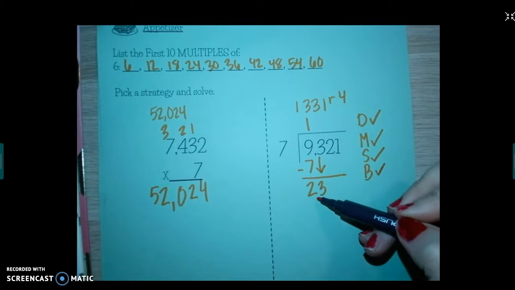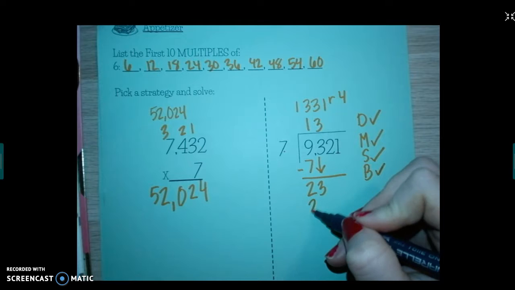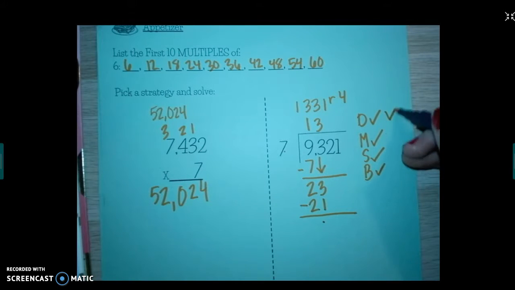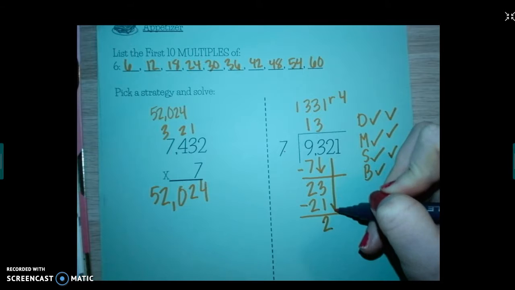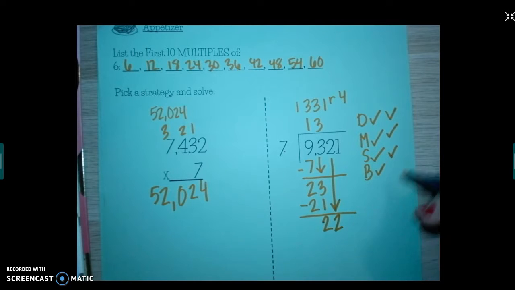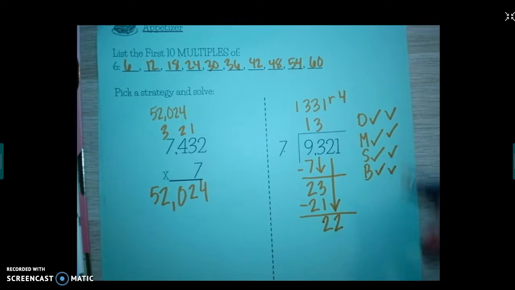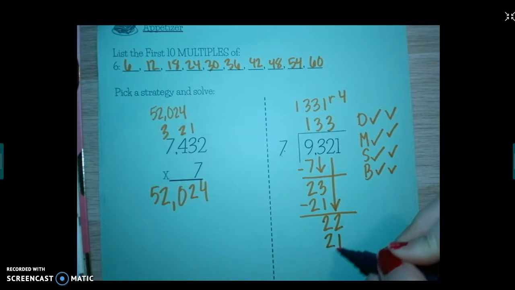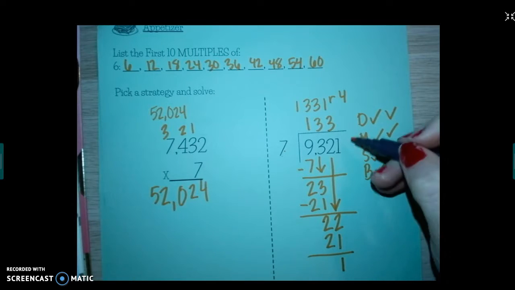7 goes into 23 3 times. 7 times 3 is 21. 23 minus 21 is 2. And bring down again. And then we start all over. 7 goes into 22 3 times. 7 times 3 is 21. 22 minus 21 is 1.